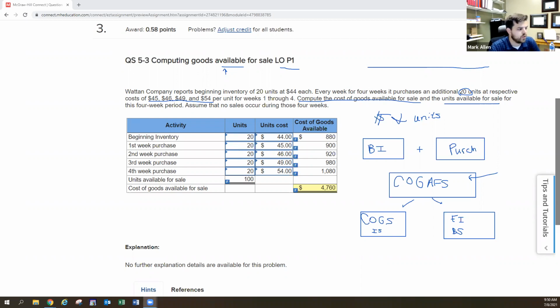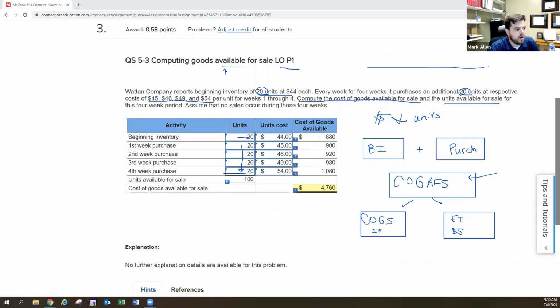All right, we already had 20 units. The 20 units per week is for these 4 rows right there. So they want us to compute the cost of goods available for sale and all of that. So basically, they told us we had beginning inventory 20 units at 44. So that's this first piece right here. 20 times 44 is 880.